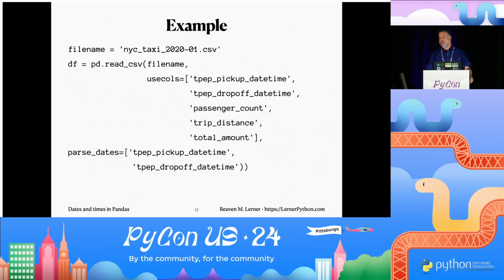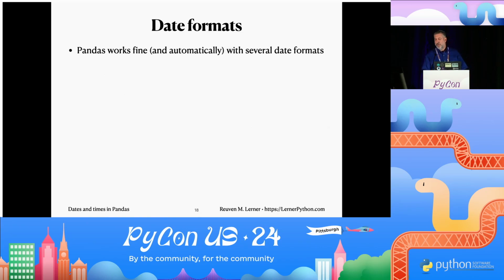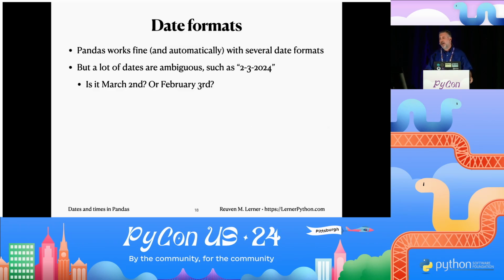But I can say, okay, let's do read_csv. Here's my file name. Here are the usecols, and parse_dates. By the way, I can name the columns, but I can also use integers to indicate where they are in terms of the index. Well, what happens, though, right? How does Pandas know how to read it? How does Pandas know how to parse these into dates? And the answer is it actually works just fine with a whole bunch of date formats, especially the unambiguous common ones. But some of them are ambiguous.